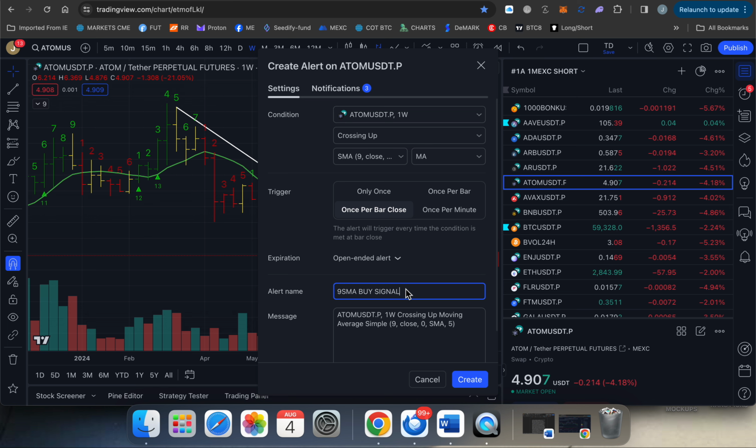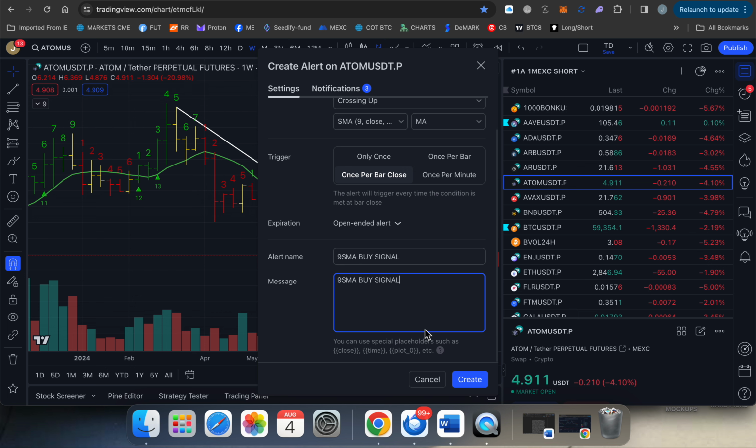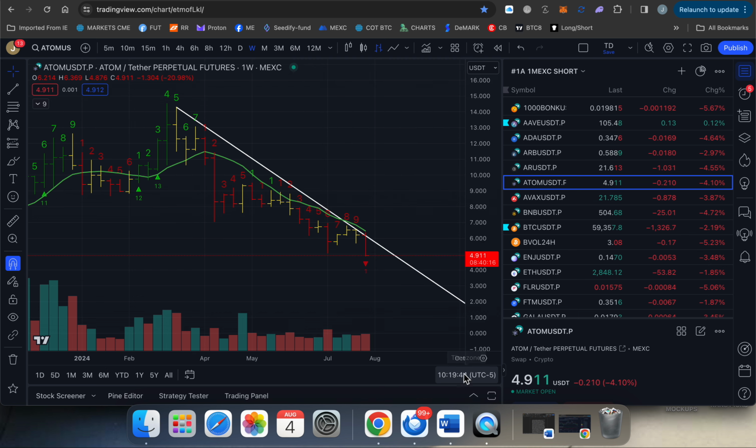buy signal. I like to just copy and paste it twice. Take this out. I mean, it kind of says the same thing, but whatever's in the message box, that's what it's going to text you if you're set up for text alerts on tradingview.com. So that's the way I do it. You can see what works for you. Do get your own style or whatever.